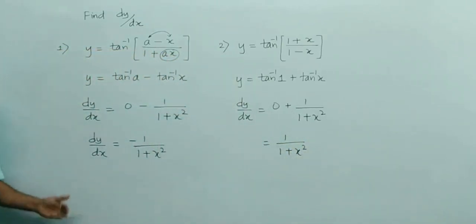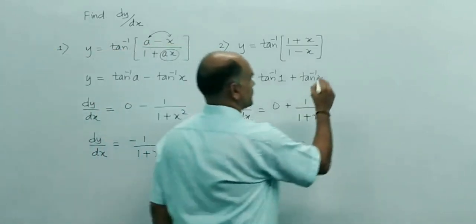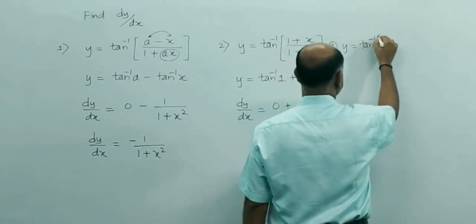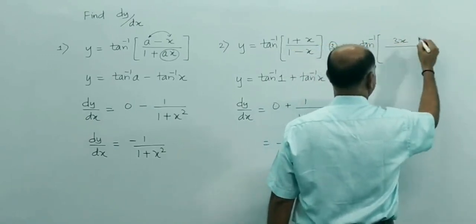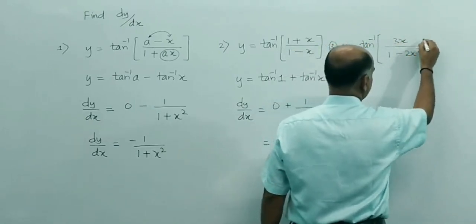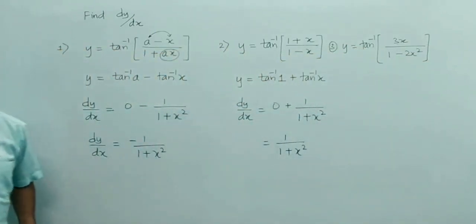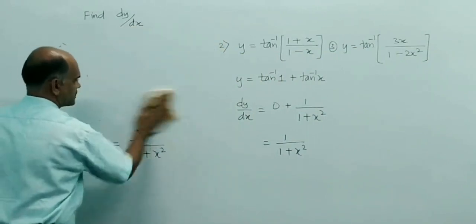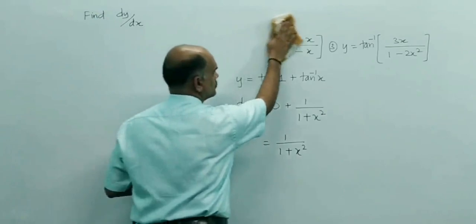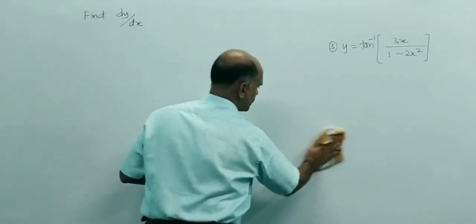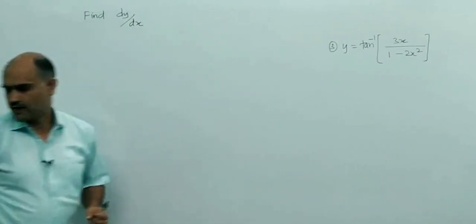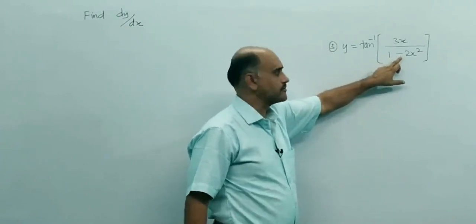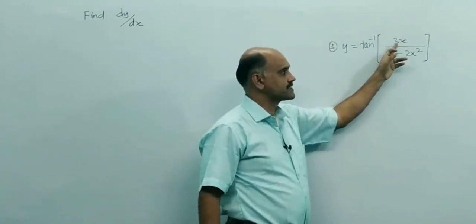Clear, students? Similarly, if I take the third one, y is equal to tan inverse of 3x divided by (1 minus 2x square). Now here if you observe, the two hints I had told: 1 has to be there, so here 1 is there. Here minus is there, which means in the numerator I should have plus.